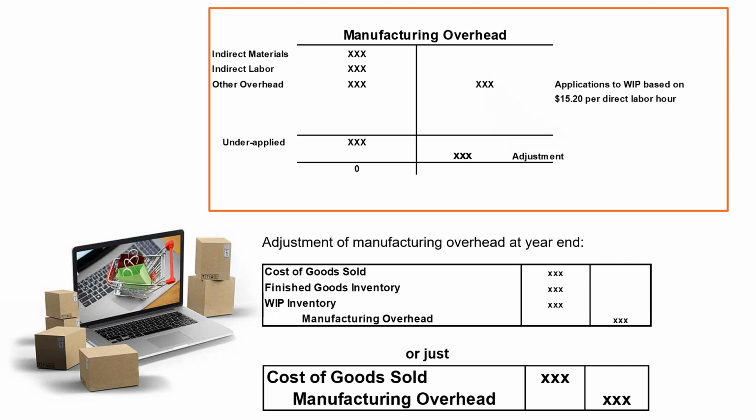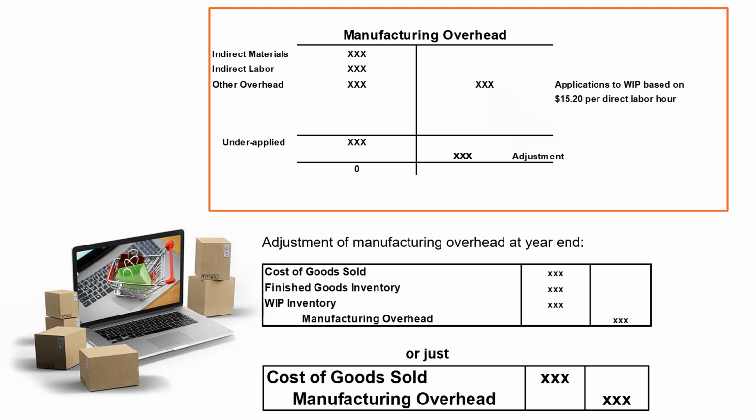And by the way, when we do take those costs out of manufacturing overhead and put them into work in process, we are going to be crediting manufacturing overhead and debiting work in process, and we're going to be doing it based upon that predetermined overhead rate. In this particular example, $15.20 times every direct labor hour incurred on the different jobs will be how we determine the amount of the credit to manufacturing overhead and debit to work in process.